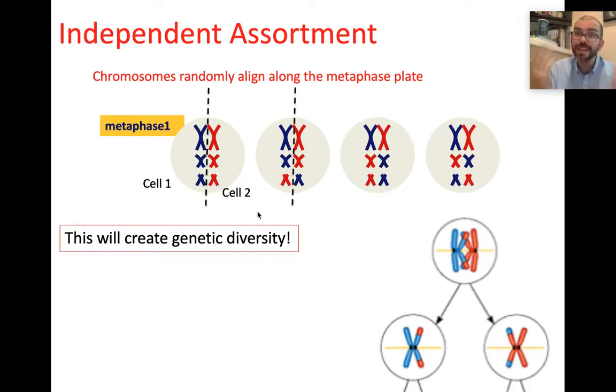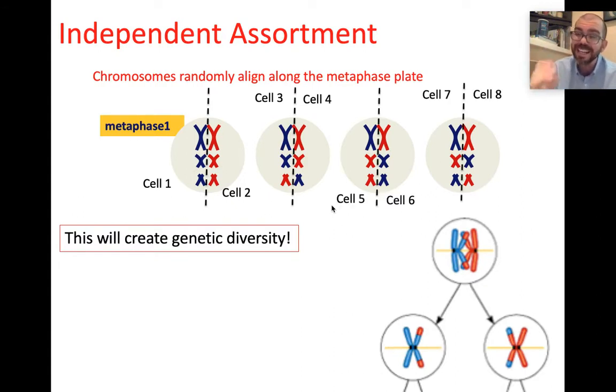But it could have randomly happened that only 2 blue are on the left, 1 red on the left, and then 2 red on the right, 1 blue. Well, now that's 4 different cells that could have been made, simply based on where they randomly line up on the metaphase plate. And again, this could be cell 5, cell 6, cell 7, cell 8. Each of these random alignments that we call independent assortment can cause a new form of diversity. And the name makes sense here. The chromosomes are assorting independently of each other. It is random what side of the plate they line up on.